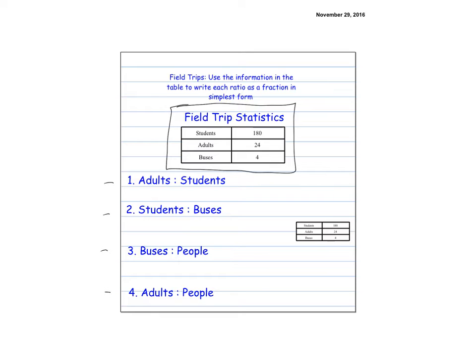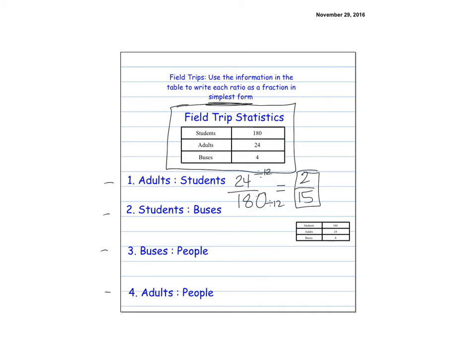So we have adults to students. I can see there's 24 adults and 180 students. We have to write it as a fraction in simplest form. I know that 24 and 180 can both be divided by 2, so we could start that route. I know they can also be divided by 12, so I'm going to divide them both by 12, and I get 2/15. So this says that for every 2 adults, there are 15 students on the field trip.